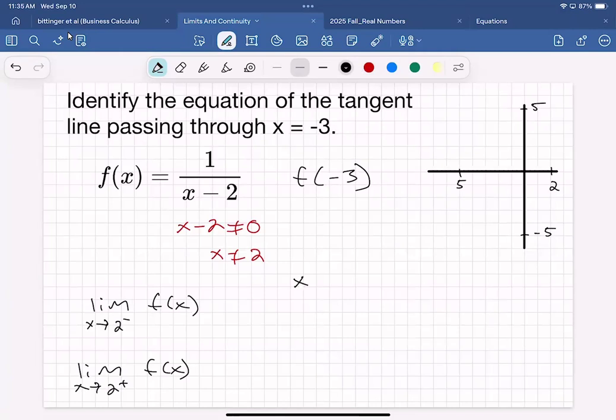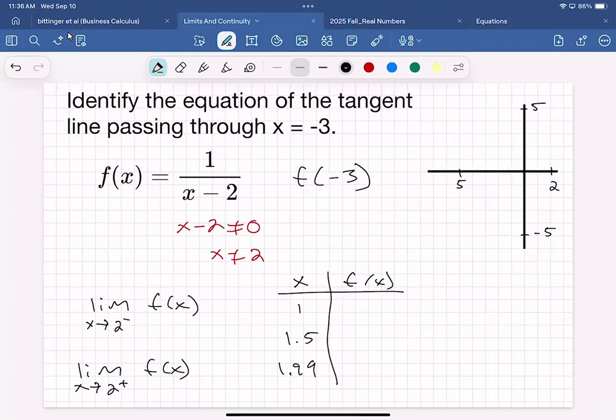So this would be a good review just to go back and say, hey, if I'm dealing with this from the left of 2, then I probably could plug in 1.5, and let's do 1.99. Just a quick example of what that might look like. I definitely hope that you've been practicing your calculator, because plugging this into your calculator will make that process a little bit faster. Okay.